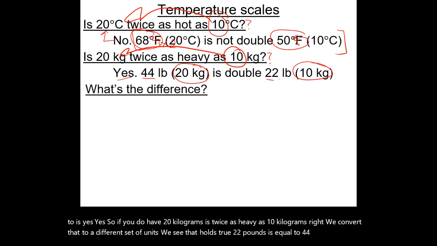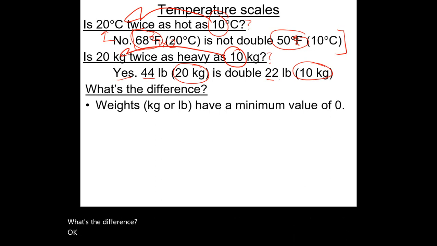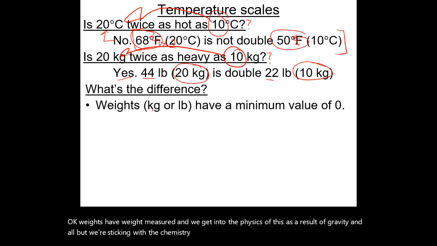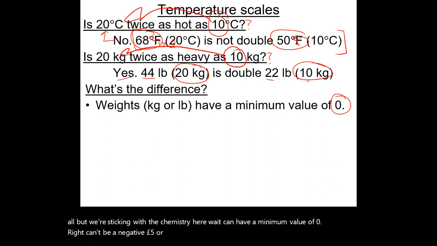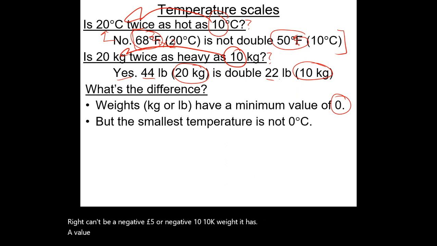Okay, so what's the difference? Weights have weight measured. We can get into the physics of this as a result of gravity and all, but we're sticking with the chemistry here. Weight can have a minimum value of 0, right? It can't be a negative 5 pound or negative 10 kilo weight. It has an absolute minimum value of 0.